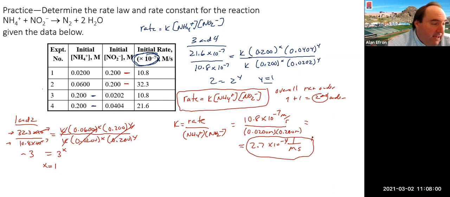Any question on that calculation, or obviously how to use tables to figure out the rate law, the orders, the rate constant? We did a variety of different examples here. Any questions on any of that?